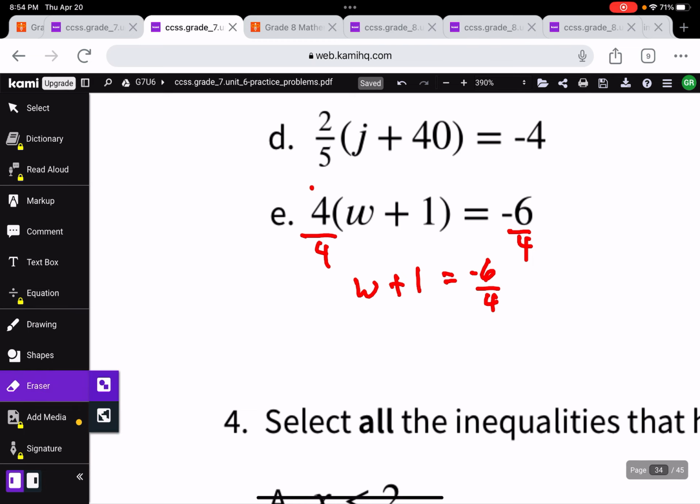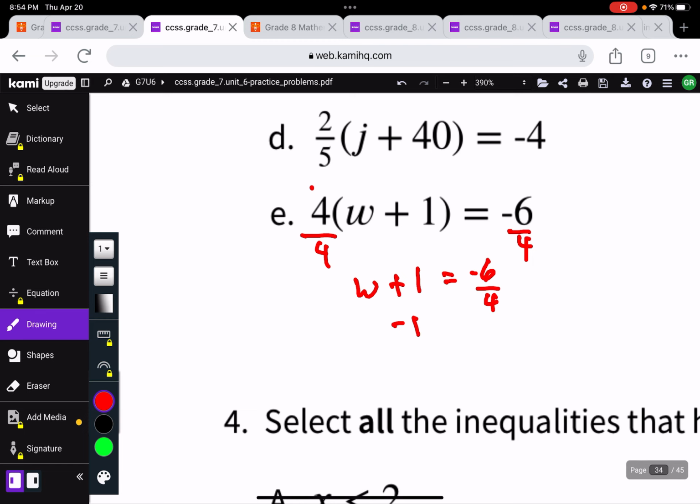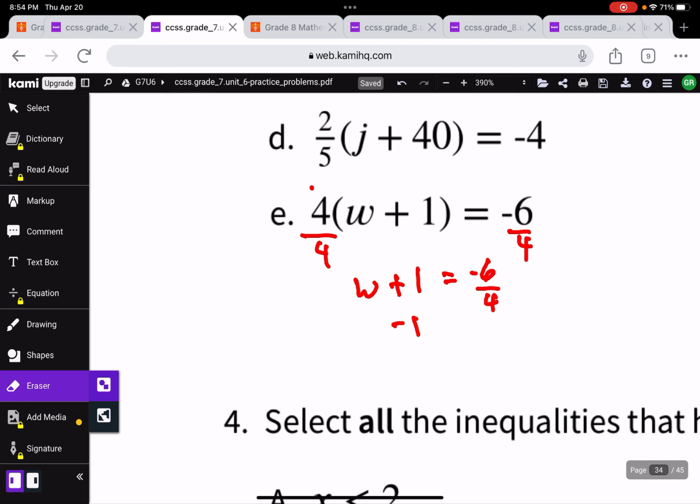And what am I going to do next? I'm going to have to subtract 1. I could subtract 1 from each side. Subtract 1 from this side. Negative 6/4 minus 1. 6/4 is 1 and 2/4.